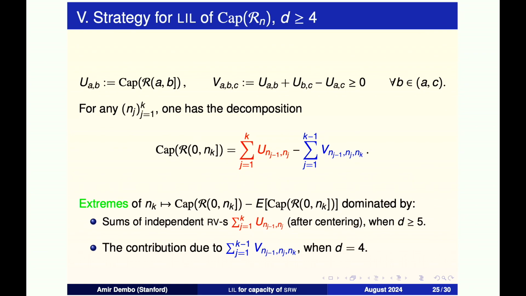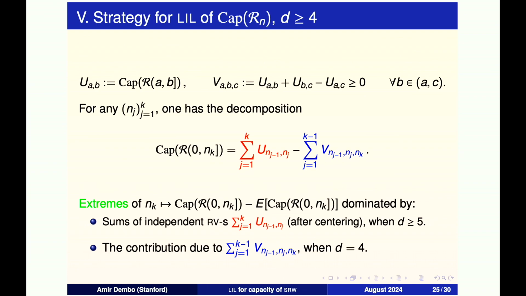Okay. So first, what is the strategy to deal with the capacity in dimensions greater or equal to 4? The strategy is as follows. You can break the capacity in an interval from 0 to n into pieces of the capacity, corresponding to pieces of the simple random walk. So you define U_AB as the capacity related to only the steps of the random walk from time A to time B. If you sum those things over disjoint intervals, you have here independent random variables, because the steps of the random walk, remember the beginning doesn't matter, we can always shift everything. The steps of the random walk are independent of each other.